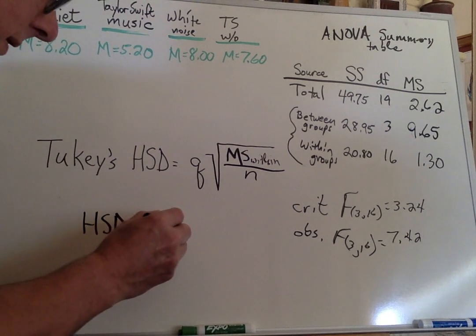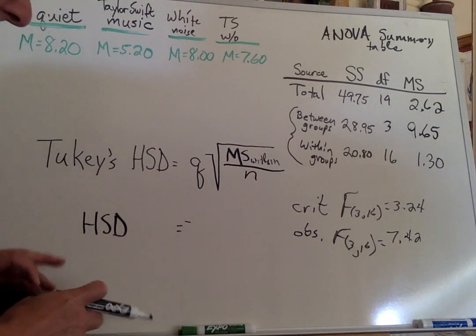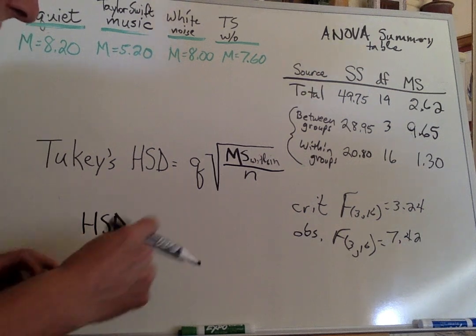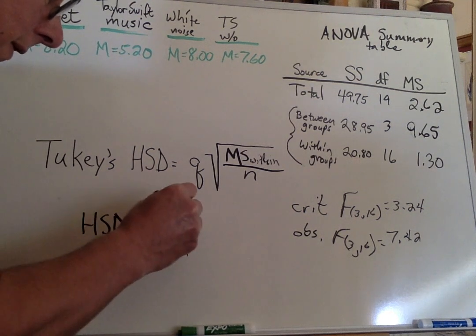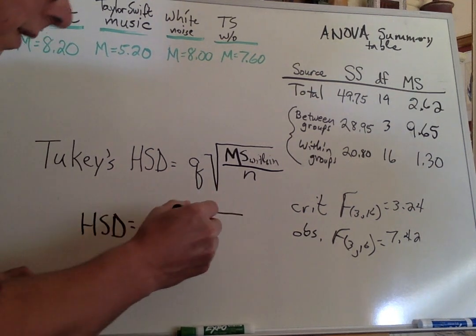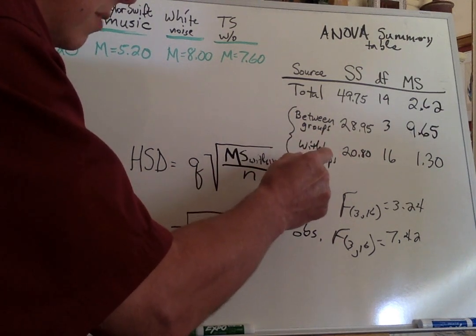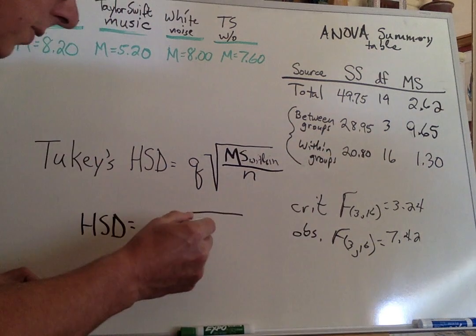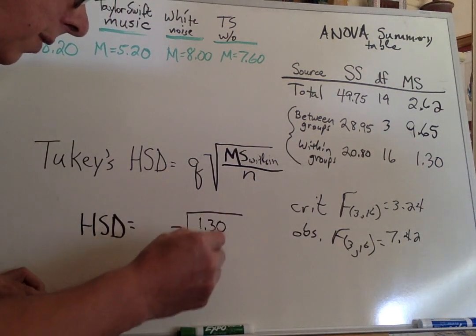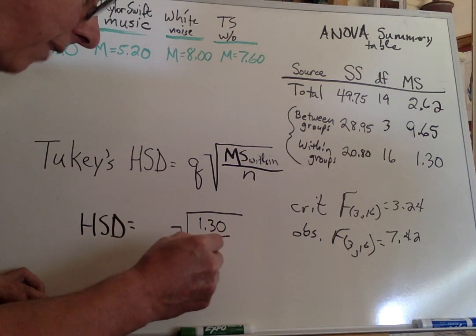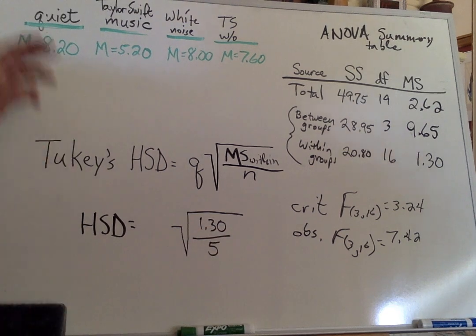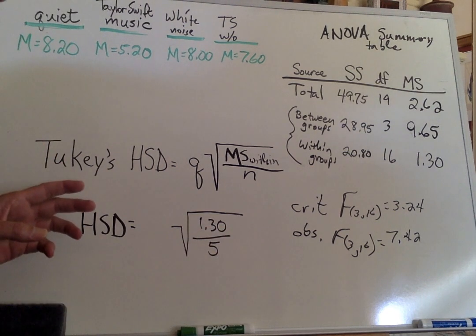Well, let's get this value first, before we go to Q. Mean squares within. So here's the within groups. There's the mean squares. So this is 1.30 divided by 5. That's the number of people in each of our groups.